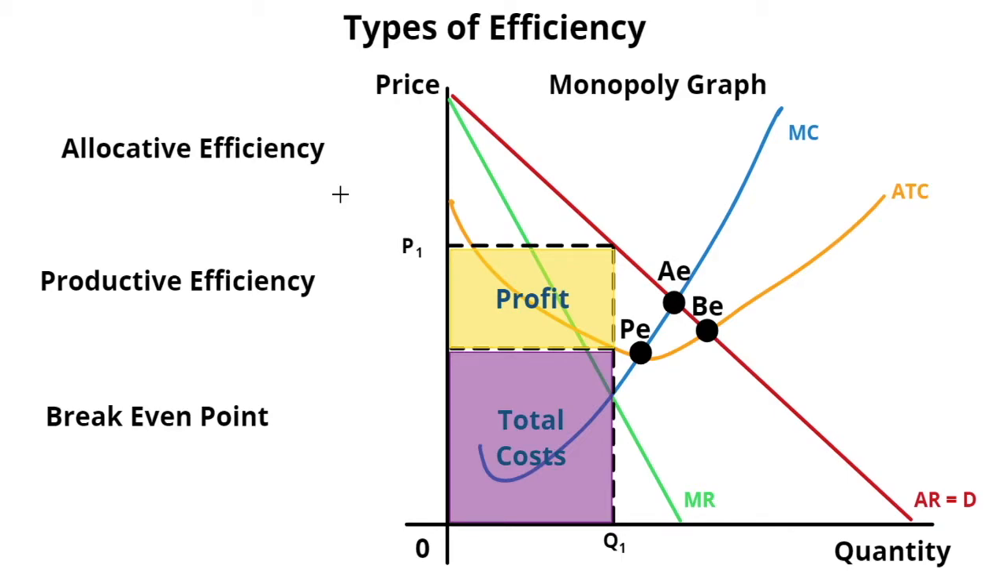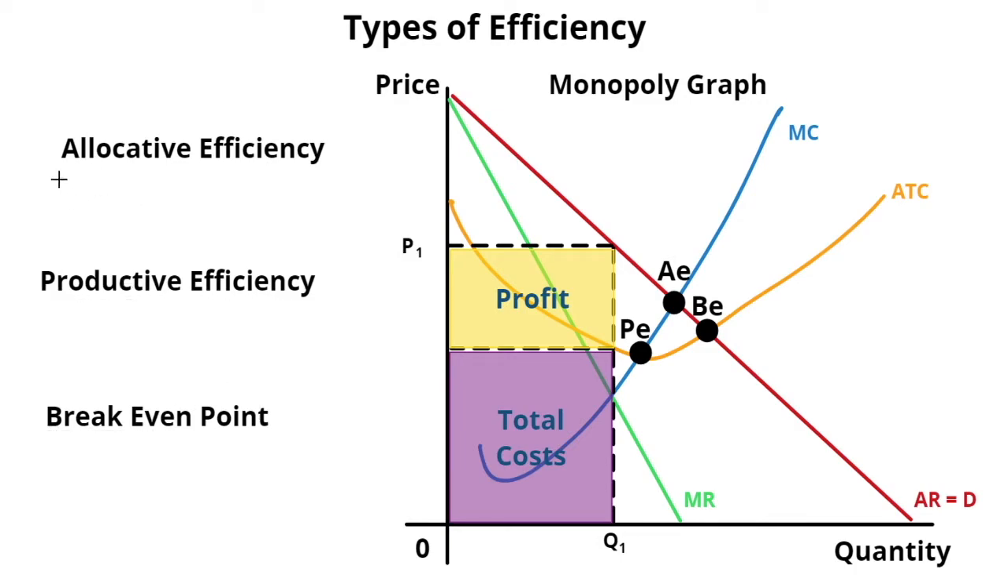This video covers the types of efficiencies in AP microeconomics. There are two main types of efficiencies, along with one special point you might be asked about. There's allocative efficiency, productive efficiency, along with the break-even point.